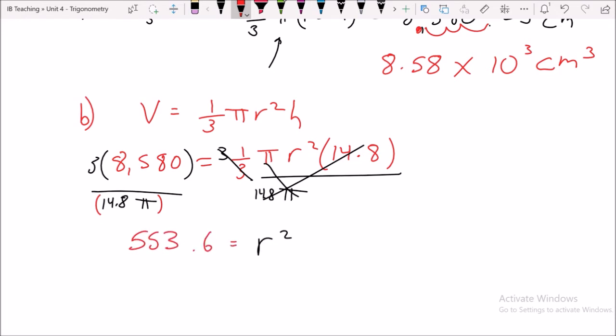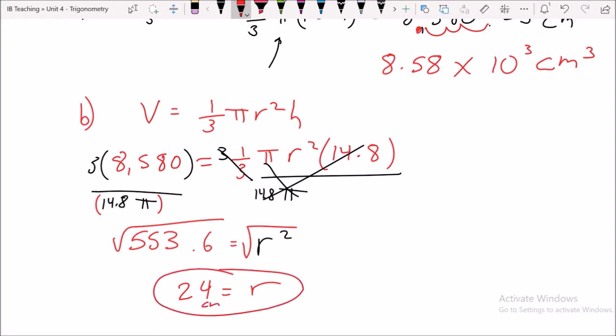But they asked for the radius, not the radius squared, so let's take a square root on both sides. And I'm getting a number now that rounds to 24. And the reason I'm doing that is they said do it to 2 significant figures. And I need units, 24 centimeters. Okay, and then always circle your answer at the end.